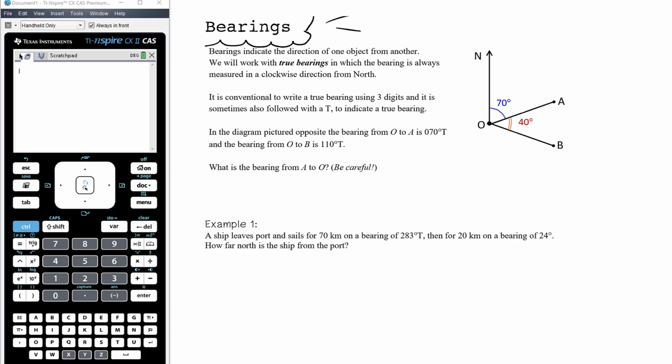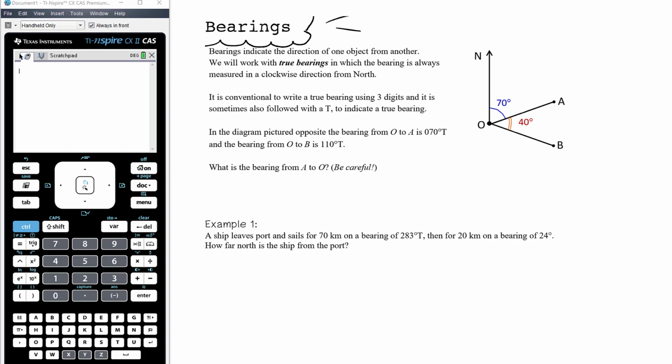Sorry, I just skipped over the bit at the top which actually described to you what a bearing is. So bearings indicate the direction of one object from another object. It's really important that whenever you're looking at questions involving bearings, it's very clear where you are measuring the bearing from. That's what you want to look for in your question first. And then you're looking at, okay, how do I get from here to this other place that I'm trying to get to?